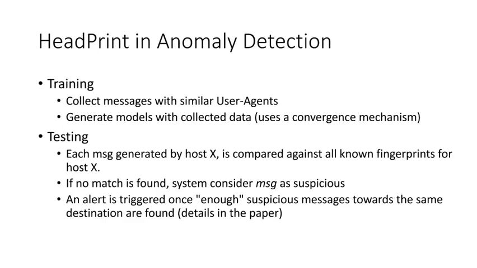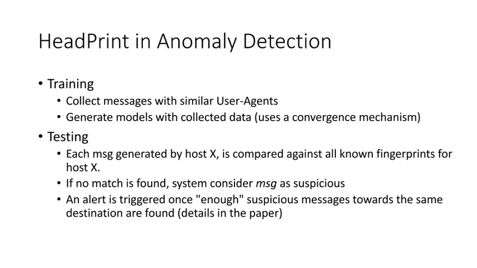We used HeadPrint in anomaly detection, as we have said since the beginning. The training was as follows. We collected messages using a similar user agent that was assigned by an application, that were probably generated by the same application, and we generated the models with the collected data. We also have a sort of convergence mechanism to optimize the training, and that's also discussed in the paper.